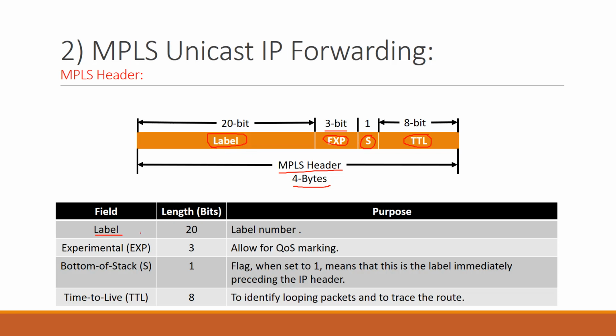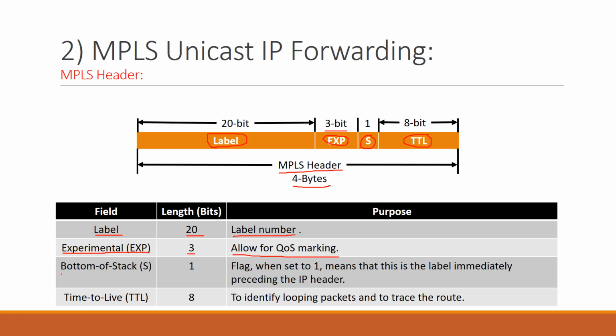Starting with the label, its length is 20 bits, and it contains the label number, and in the output of the show commands it is represented in decimal value, 5, 10, 200, 500, etc. The next field is called experimental or EXP. Its length is 3 bits, and it is a marking field for quality of service. So it allows for quality of service marking for the 8 values that can exist in the EXP field, and it can be used for queuing.